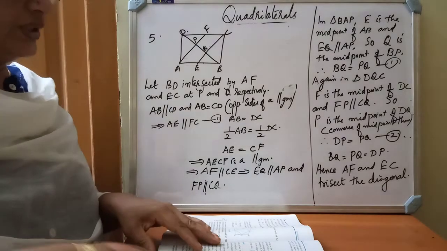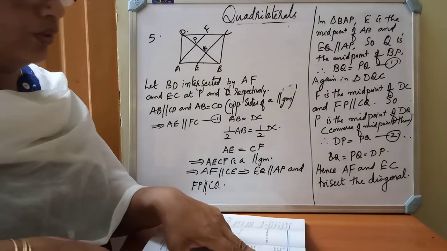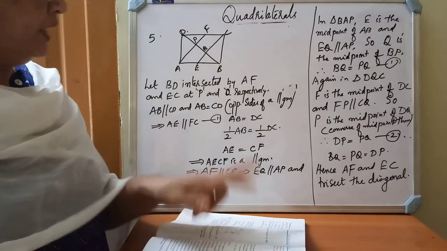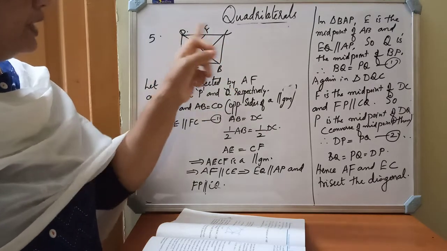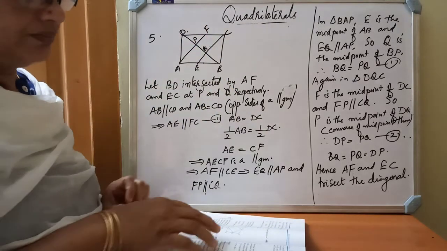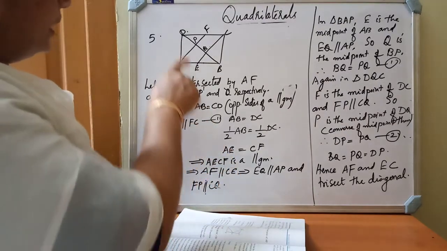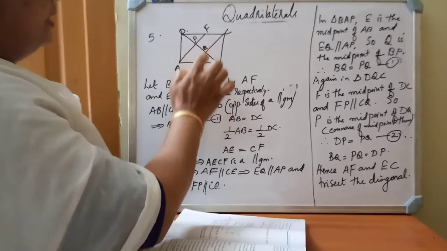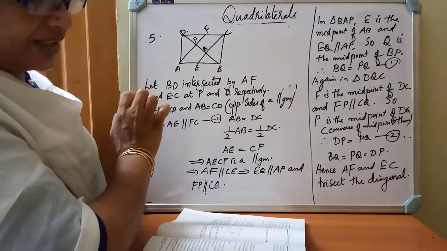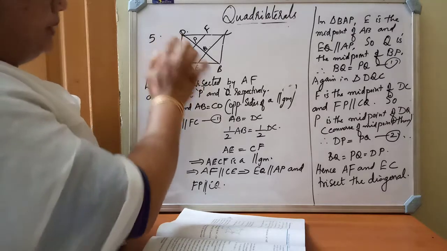Look at the fifth question, children. In a parallelogram ABCD, E and F are the midpoints on the side AB and CD respectively. Show that the line segments AF and EC trisect the diagonal BD.